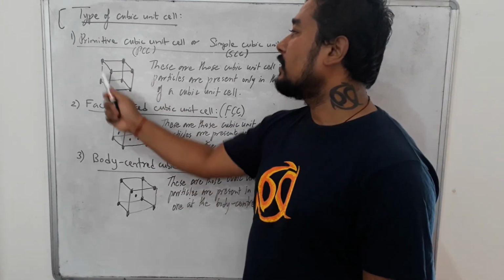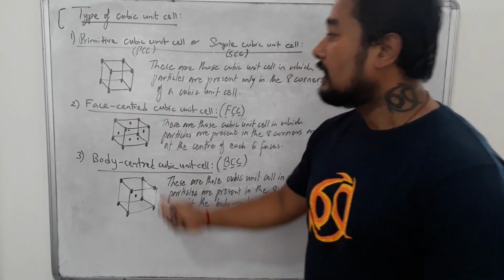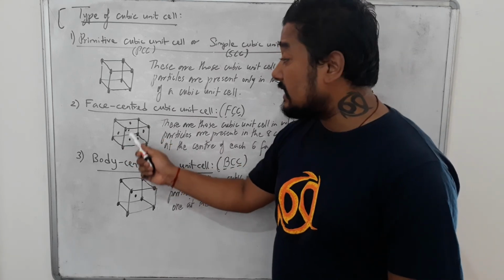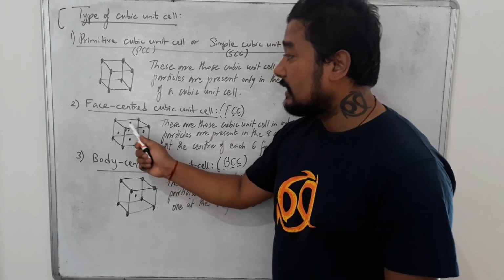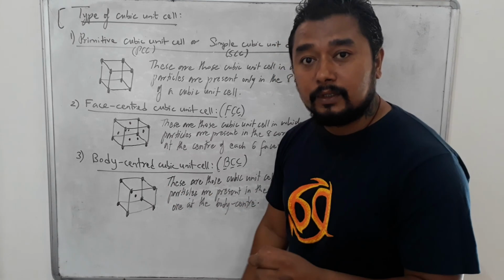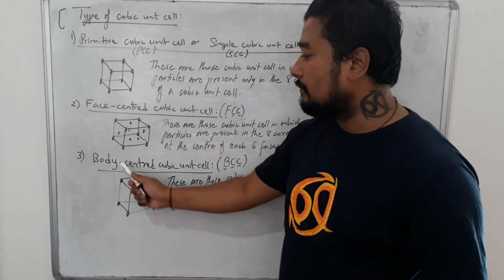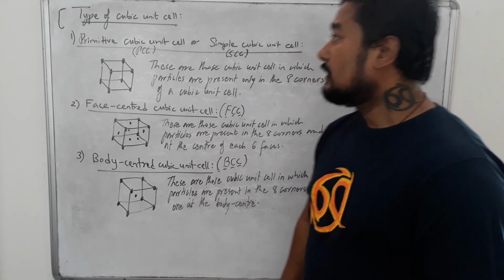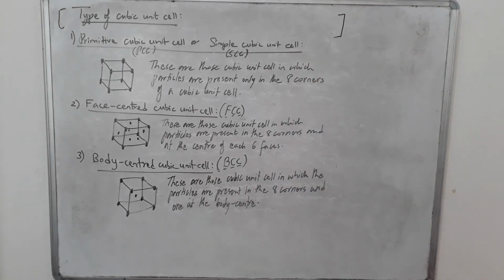If the particles are only in the 8 corners, that is primitive or simple. If the particles are in the 8 corners as well as at the center of each 6 faces, then that is face center. And if the particle is in the 8 corners and 1 at the middle of the room or middle of the cubic unit cell, that is called body center cubic unit cell. So these are the 3 types of cubic unit cell in your syllabus, students.